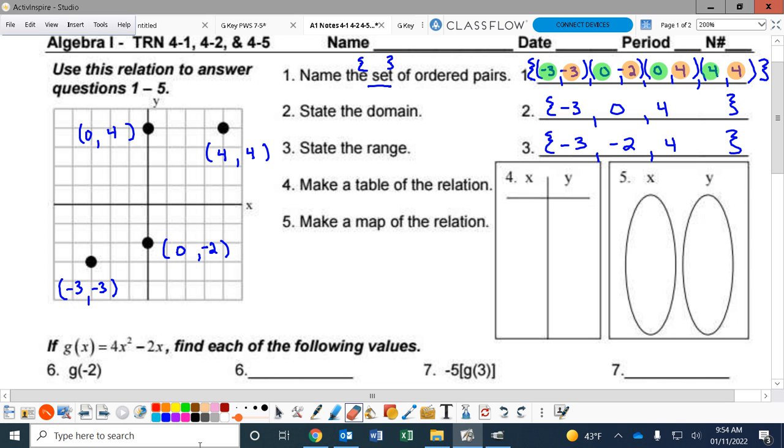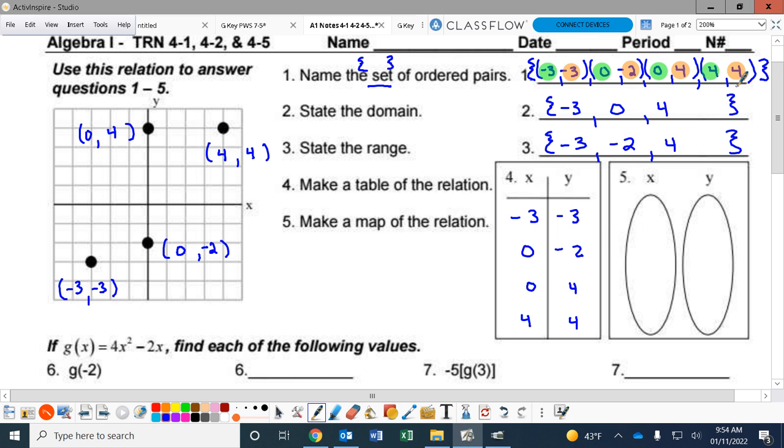For the table, guys, they're already in order right here for the table and the mapping. Right here, it's got them already in order. So for the table, it's just going to be -3, -3, 0, -2, 0, 4, 4, 4. It's literally already set up for you. It's already in order. It's ready to go.